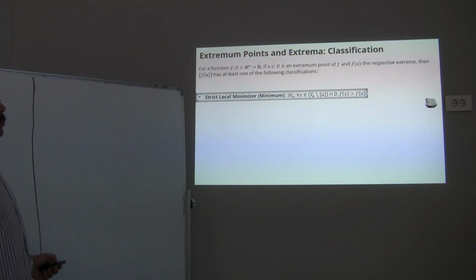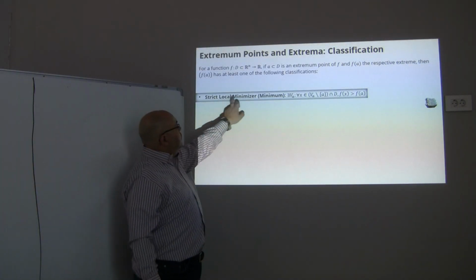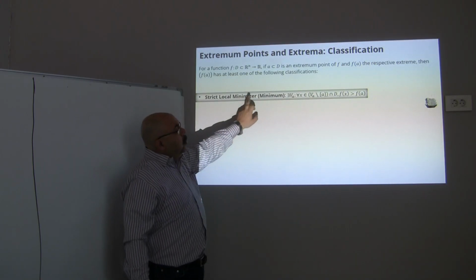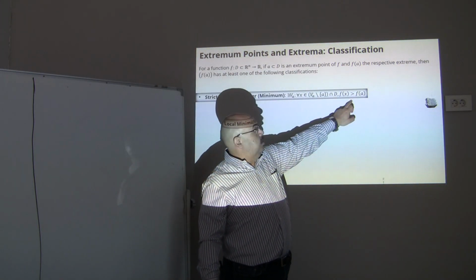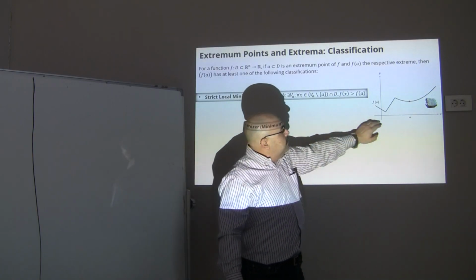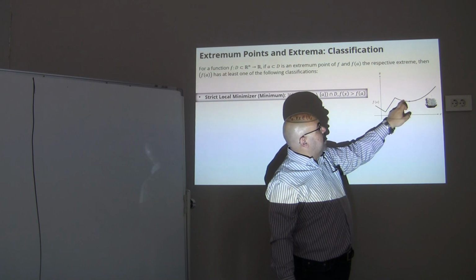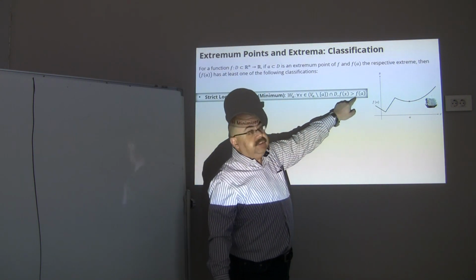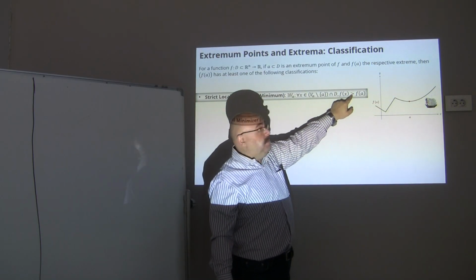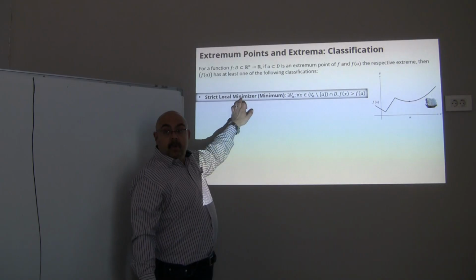Classification: we went through this, but I will summarize it once more. Strict local minimizer happens once the neighborhood is greater than the value of the point. It will appear like this. Look at point A. All the points in the neighborhood are greater than f of a. So f of x is greater than f of a. This is called a strict local minimizer.